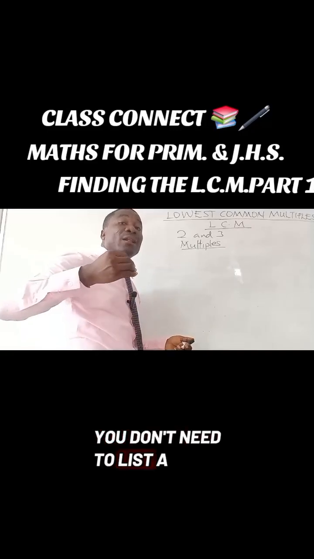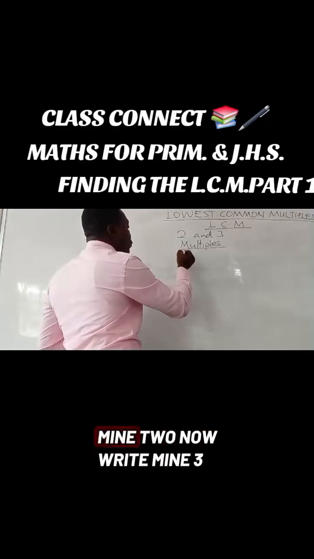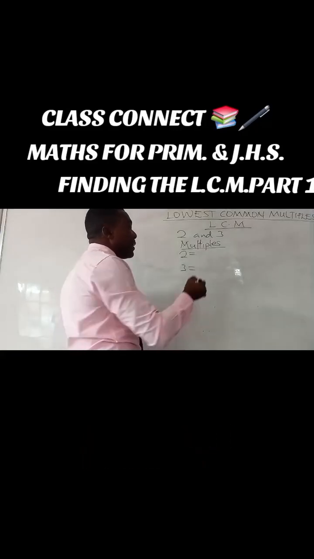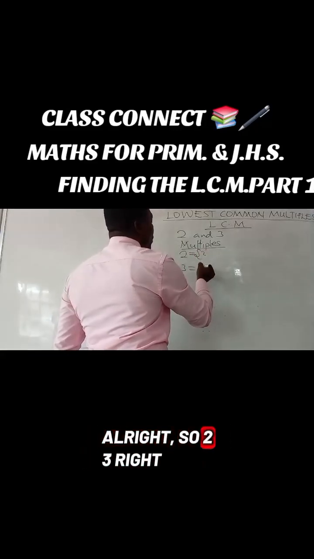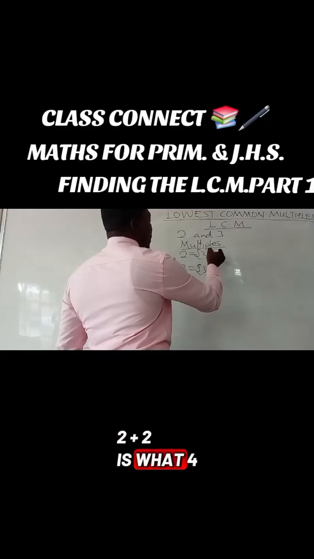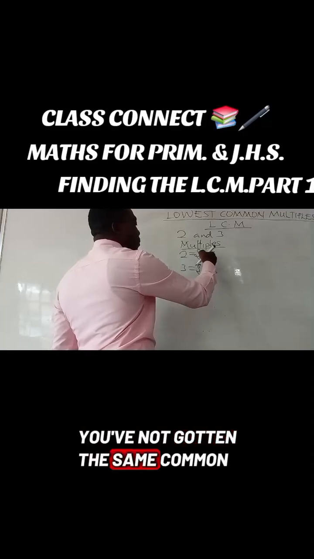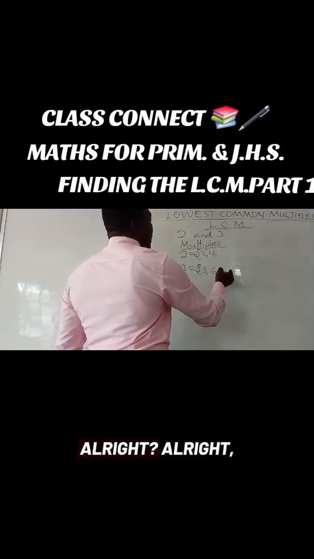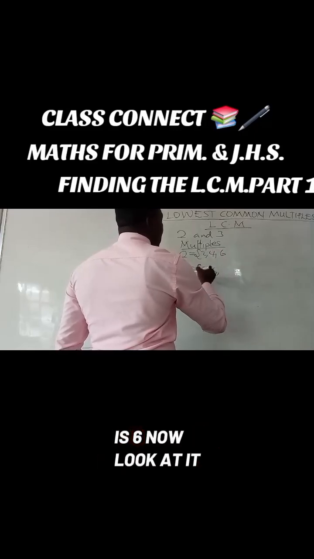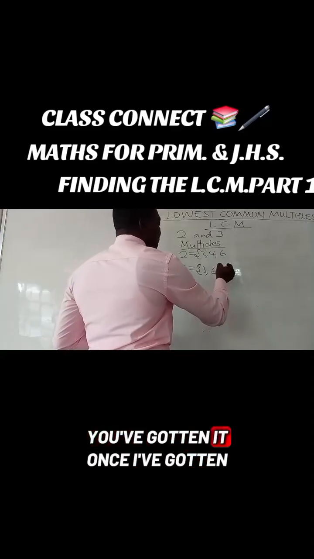You don't need to list all the multiples. Okay, so let's start. I write 2, and I write 3, and let's list accordingly. So 2, 3, right? 2 plus 2 is what? 4. 3 plus 3 is 6. Still, you've not gotten the same common number. All right, let's move on. 2 plus 4 is 6. Now, look at it. We've gotten it.